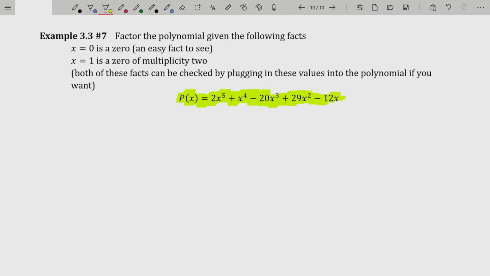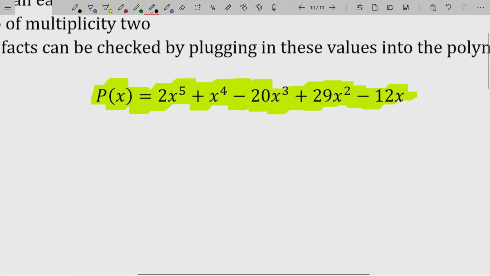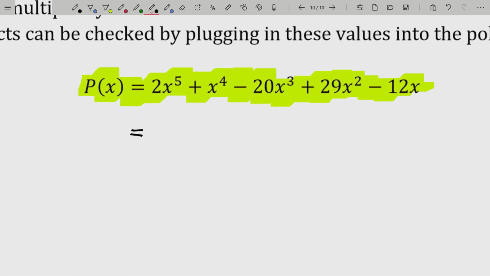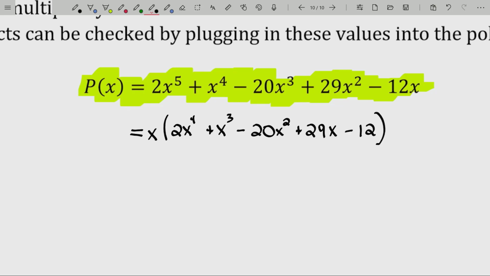Now, if I just said factor that, most people would just stare at that blankly. You can actually kind of see every single term has an x in common. So you could totally factor that out. But once you factor out that x, and you know what, I'll go ahead and do that. Let me zoom in. There we go. Once I factor out that x, very simple to see that you can do that. You'll end up with 2x to the fourth plus x cubed minus 20x squared plus 29x to the first minus 12. And then I say, nope, you're not done, because you can factor that further.